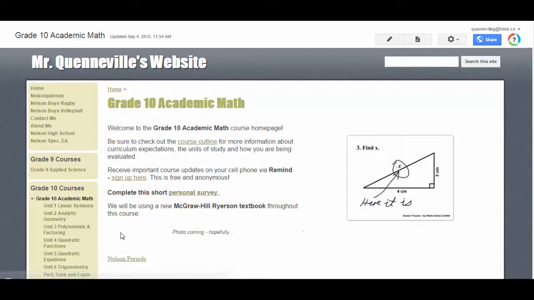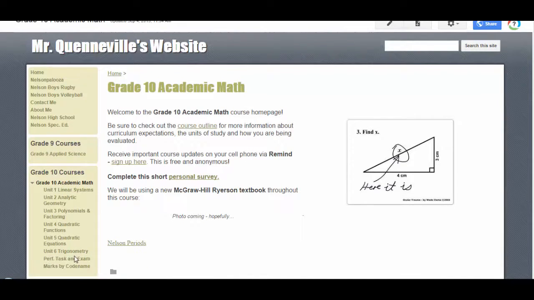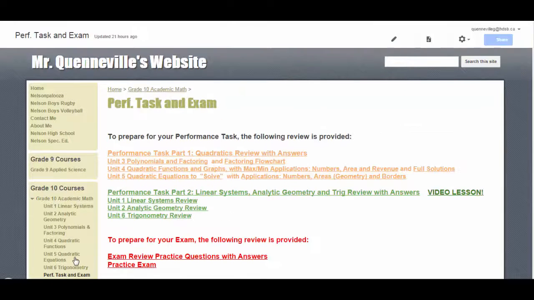So go into the section on our website called Performance Task and Exam. So it loads up. In class, you received a stapled handout that included Performance Task Part 1 Quadratics Review with Answers, and Performance Task Part 2 Linear Systems, Analytic Geometry, and Trig Review with Answers. That package was a series of questions that we've chosen to kind of prepare you the best we think for the performance tasks. Okay, so let's open up Performance Task Part 1 Quadratic Review with Answers just to make sure we have the right one.